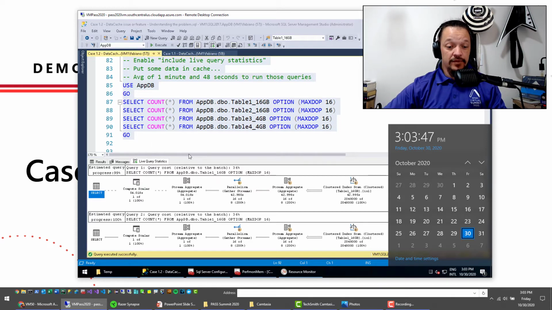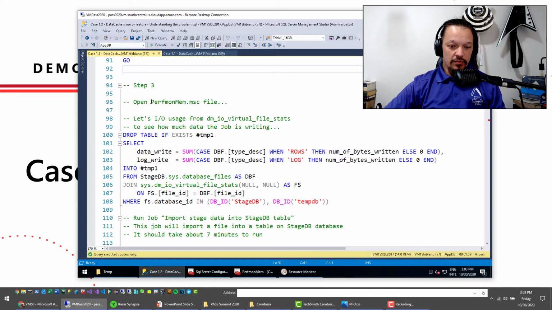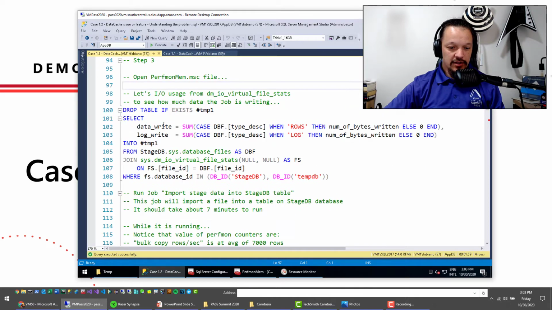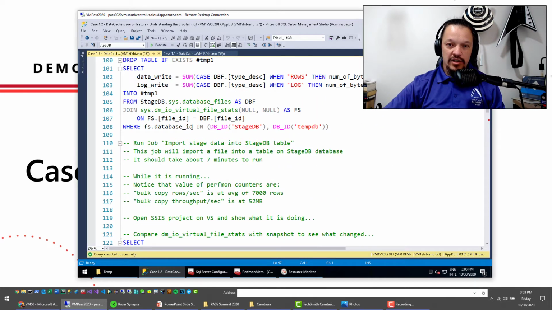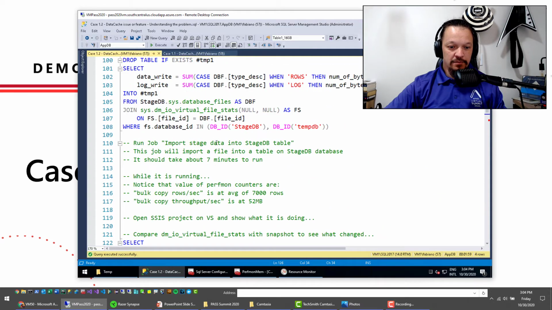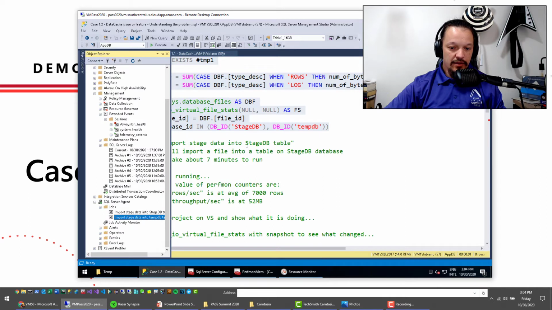All right, it's done. And now, here's what I'm going to do. I have a performance file already opened here. I'm capturing a few counters that are going to be important for us. Before I run the package, I want to see exactly how much data this is writing to the data file. So I'm going to create a snapshot of the IO virtual file stats, run the package, and then compare what changed with the snapshot that I captured. So let's do it. This is my snapshot.